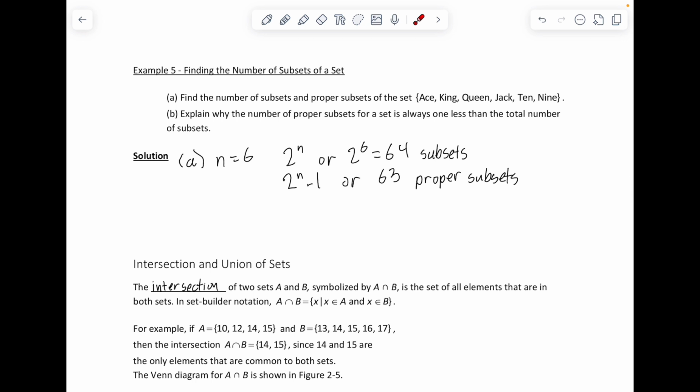For example, if set A contains the numbers 10, 12, 14, 15, and set B contains the numbers 13, 14, 15, 16, 17, then we can see that these two sets contain two elements that are shared in common. 14 and 15 are in both sets. So the intersection of A and B would be the set that contains the elements 14 and 15, right? Since 14 and 15 are the only elements that are common to both sets.